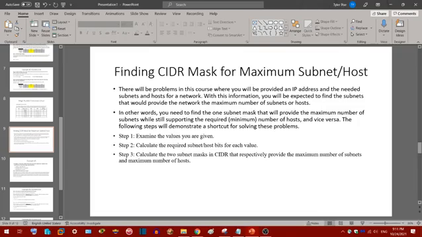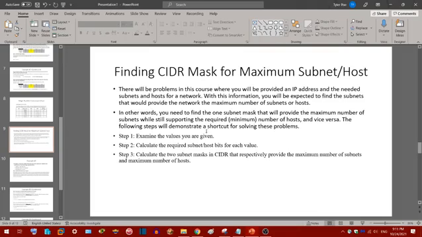So our other problem is finding the CIDR mask for maximum subnet/host. There will be problems in this course where you will be provided an IP address and the needed subnets and hosts for a network. With this information, you will be expected to find the subnets that would provide the network the maximum number of hosts or subnets. In other words, you need to find the one subnet mask in CIDR notation that will provide the maximum number of subnets while still supporting the required or minimum number of hosts, and vice versa.